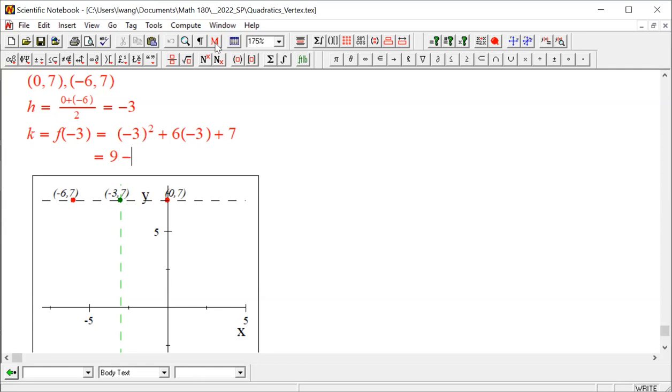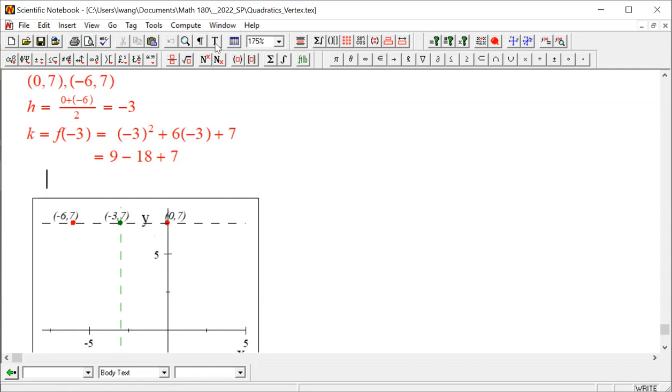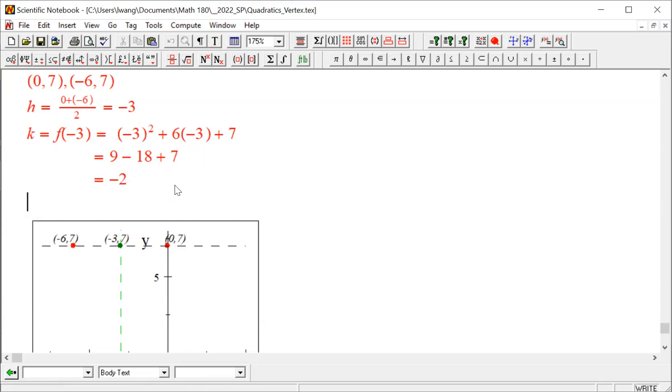9 minus 18 plus 7. So in the end, we get a K. And that K is equal to, this is -9, plus 7, it's -2. So K is equal to -2. So by this time, H and K are found. So that's going to be -3, -2. So we found them.